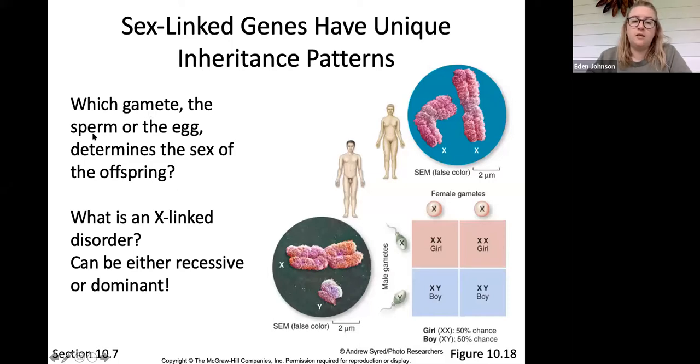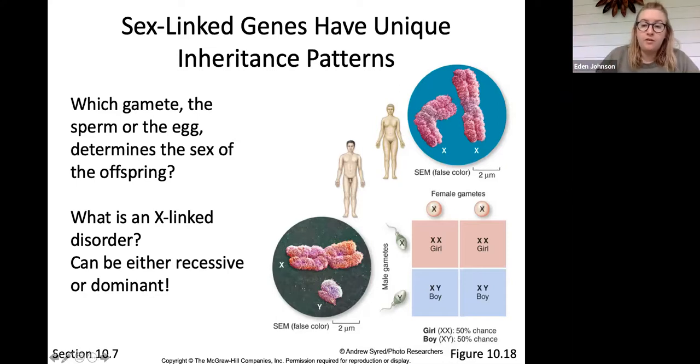So which gamete, the sperm or the egg, determines the sex of your offspring? Well, how would you figure this out? The biological sex of your offspring is determined by their sex chromosomes, right? And those sex chromosomes are going to determine the genitalia that you're producing. It just is what it is. So if a female has 2 X chromosomes, what is the only sex chromosome that she can give? X. If a male has an X and a Y chromosome, what are the sex chromosomes he could give?